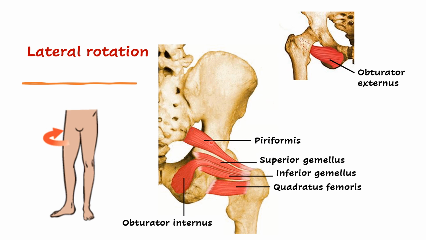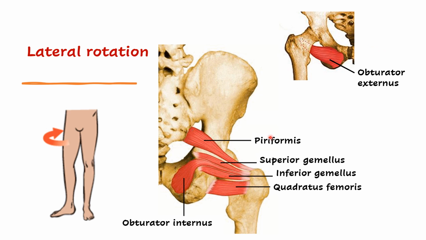So lateral rotation, let us look at the muscles that will be responsible. The piriformis, which you can see here. Then we have the obturator internus with the two gemelli, that is superior gemellus and inferior gemellus. We have quadratus femoris here and the obturator externus. So this is simple to remember: all those muscles are short muscles and will be present on the posterior aspect of the hip joint.